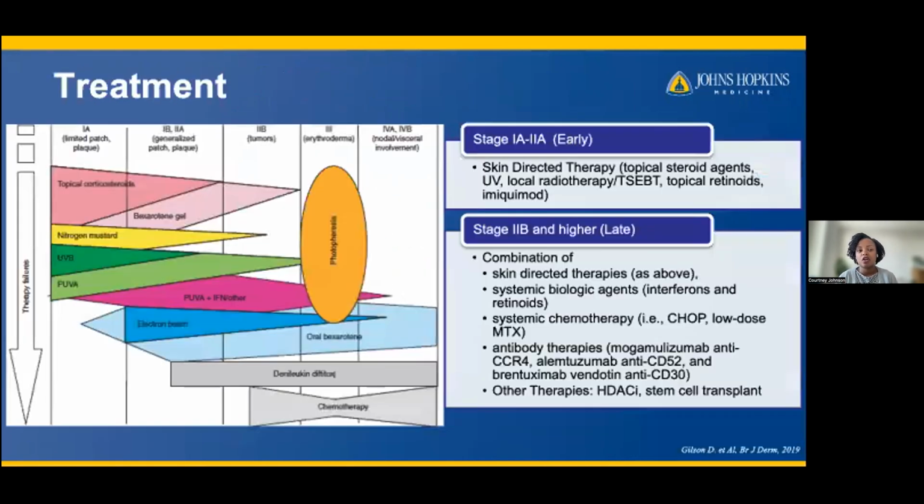And so treatment is determined by staging. I really like this image here because it helps us categorize how to go about treating our patients, depending where they are on this chart. Early stage disease really focuses on skin-directed therapies, including topical steroids, nitrogen mustard, phototherapy, radiotherapy, and others. Whereas more late stage or advanced disease uses a combination of the skin-directed therapies as well as systemic medications, including systemic retinoids or interferon, chemotherapies, antibody therapies, as well as even stem cell transplant.